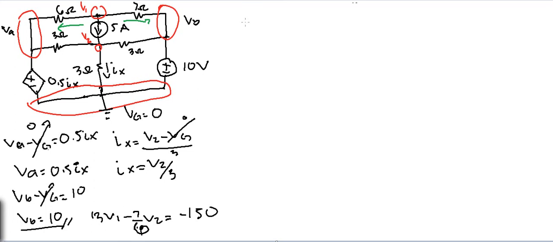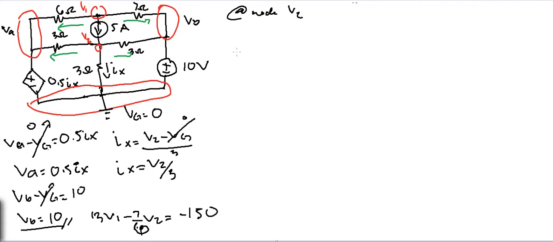Now, at node V2, this is our node V2. Again, I assume that all the currents on the resistors are leaving. This is leaving, and also leaving here. But the 5 ampere is entering this node, because we have this direction that is leaving in this node but entering in this node.